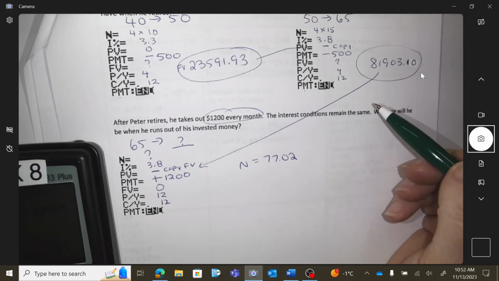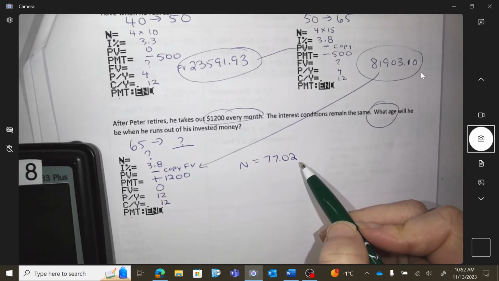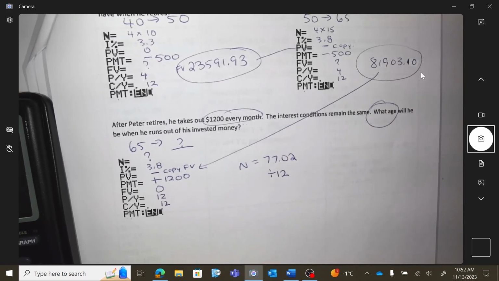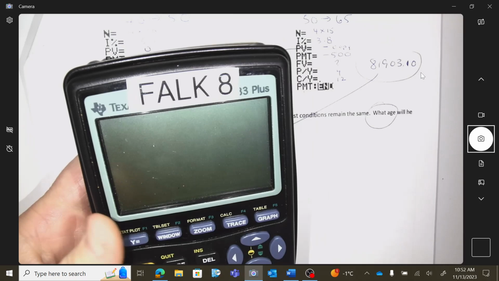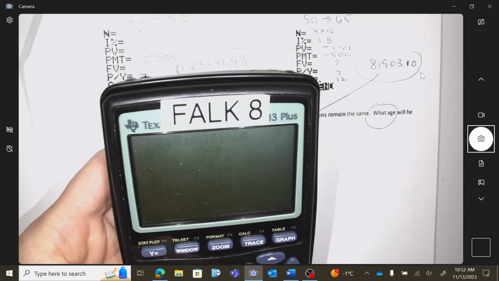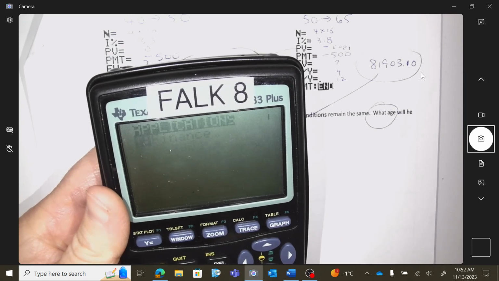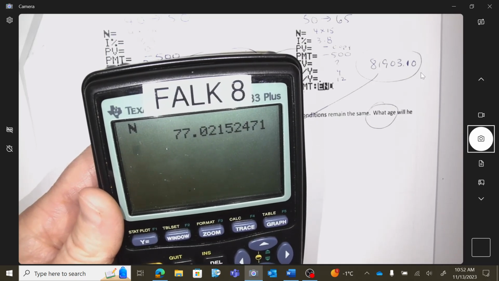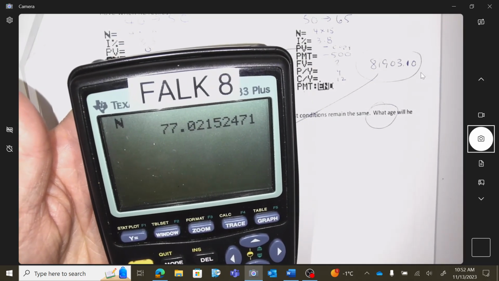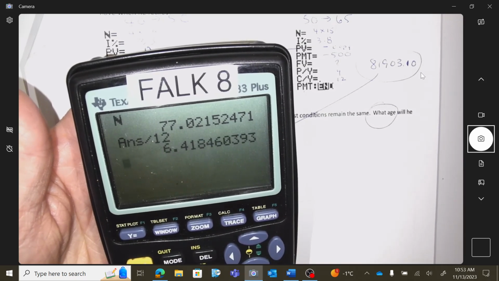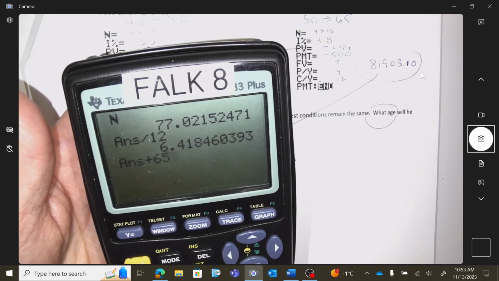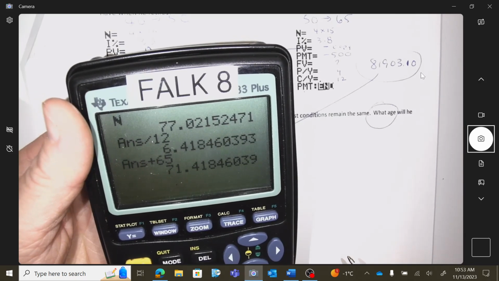Okay, so now let's figure out how to answer what age. So this is how many payments happened. So this was monthly payments that we were making. So I'm going to divide this by 12. And what I'm actually going to do is I'm going to go on my home screen, blank screen, apps, finance, VARs, copy and paste the N on my screen. Divide by 12 is 6.4 years plus the 65-year-old was. So now what age would he be?